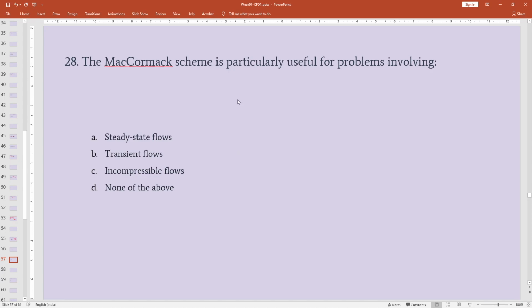The McCormack scheme is particularly useful for solving problems involving which of the following? Options are: option A, steady state flows; option B, transient flows; option C, incompressible flows; option D, none of the above. The same question we have discussed in a slightly different way previously. You can try answering the question.